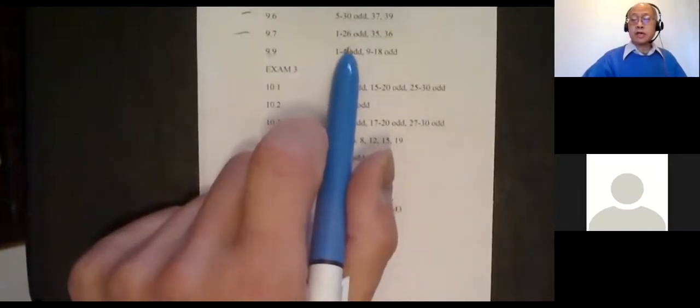All right, so we will get started with today's stuff. Again, I'll show you how to do a lot of the evens. And then when I think I've had enough, then we'll go ahead to our quiz, okay? All right, so let's look at the assignment. So 1 to 26, odd 35 and 36. And as usual, let me show you what the problems are.